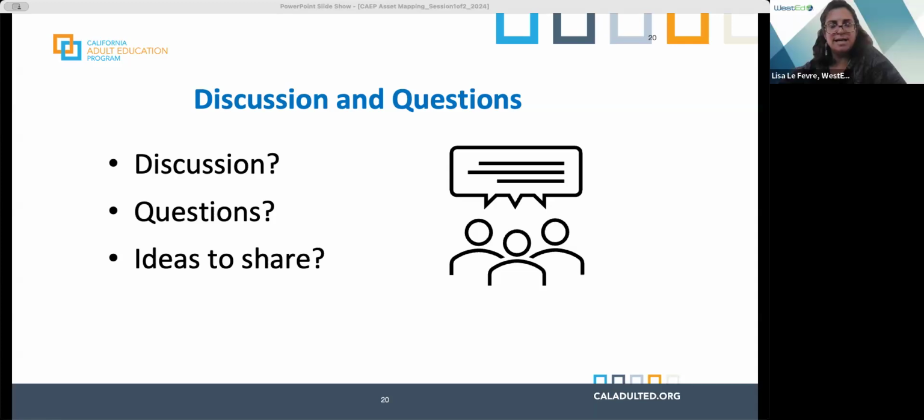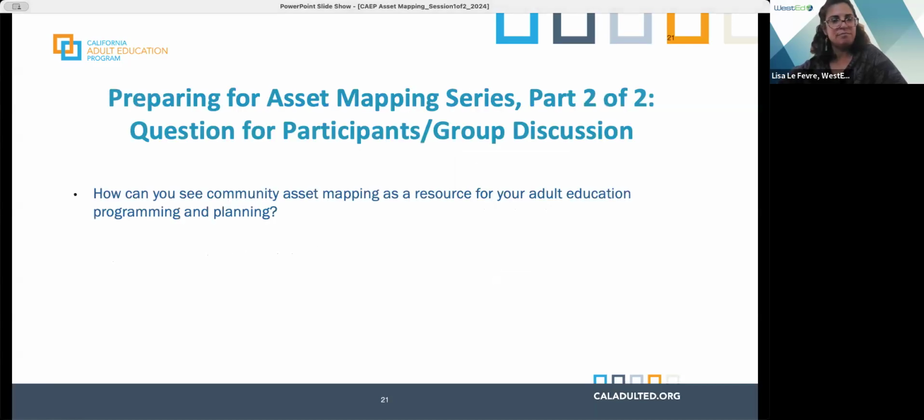How about we move to the next slide, because we do have a few more questions for you. We just addressed this a little bit, and we've got some good examples from folks already. Is there anything anyone else would like to add around how you can utilize or see asset mapping as a resource?